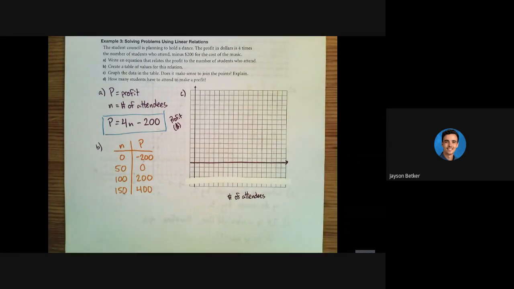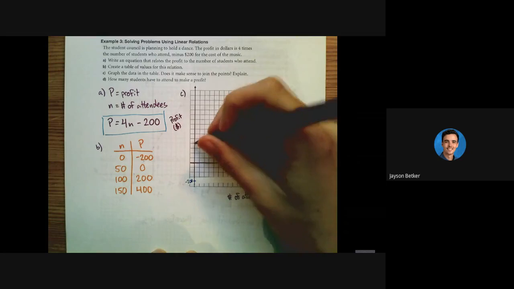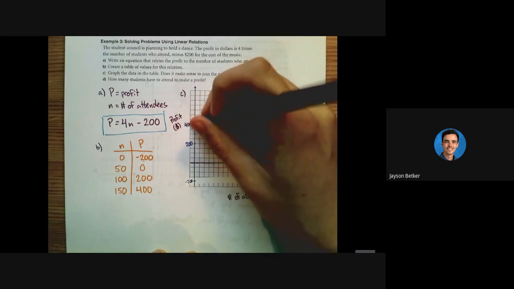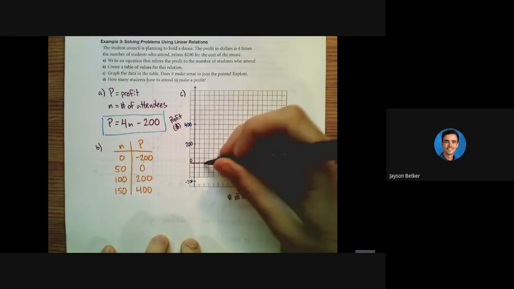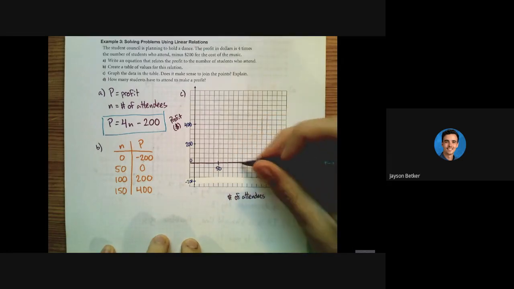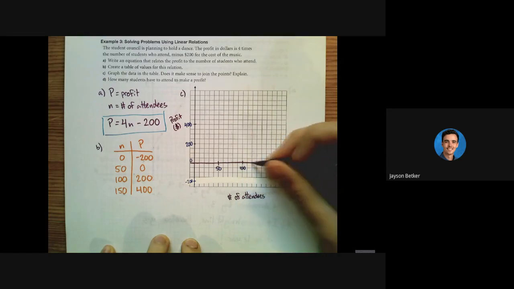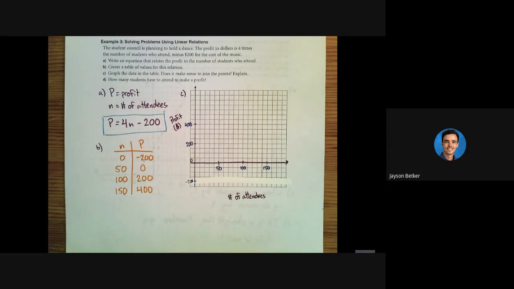Okay. So we go from negative 200 to positive 400. So let's go 1, 2, 3. Let's go with the 4 here. Negative 200. And then 1, 2, 3, 4. That's 200. And then another 1, 2, 3, 4. That's 400. And then we've got 0, obviously. And then we're going all the way up to 150. Let's go every 5. 1, 2, 3, 4, 5. That's 50. 1, 2, 3, 4, 5. That's 100. 1, 2, 3, 4, 5. That's 150. Okay. And now we plot.